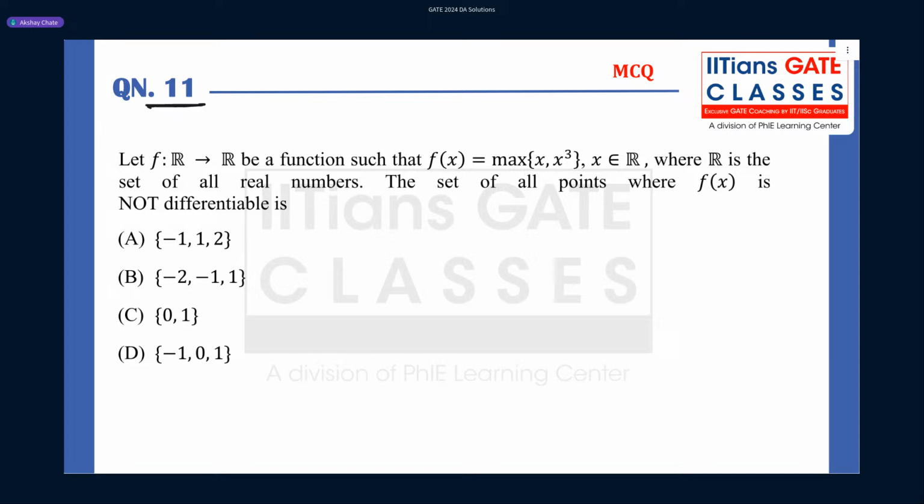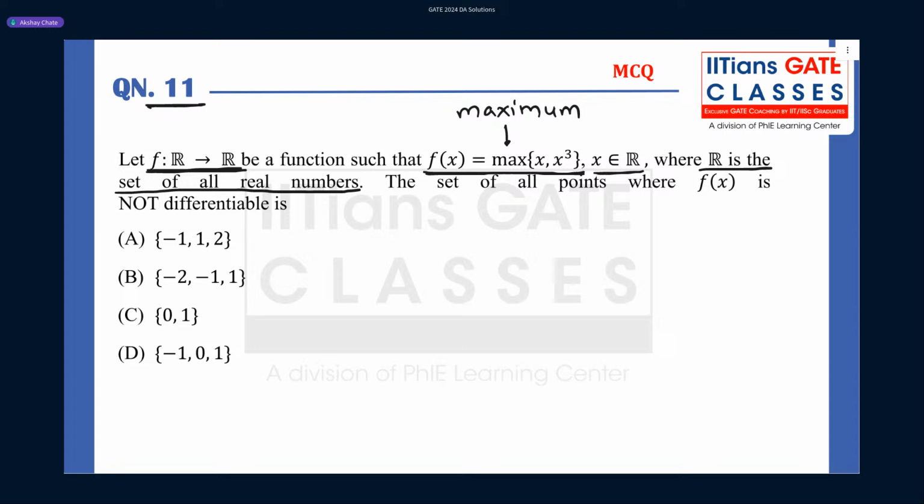First is question number 11, and it is mentioned that let f be a function which maps from R to R. So it's a real valued function. It takes real values as input and gives out real values, such that f of x has this form. That means f of x is defined as max, which represents maximum, of x comma x cube, and x can take any value in the real domain, where R is the set of all real numbers.